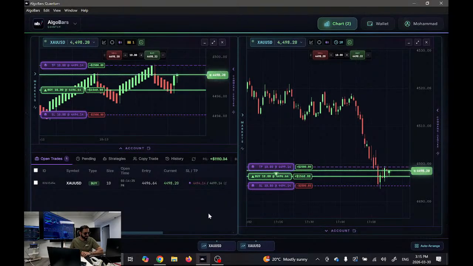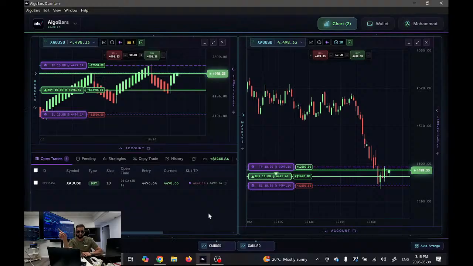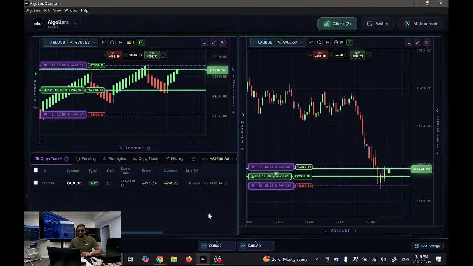Kate is saying, are the tokens only for the strategies or can you use them to trade? No, so the AlgoBars tokens are for server costs only. So only for automated trading strategy.